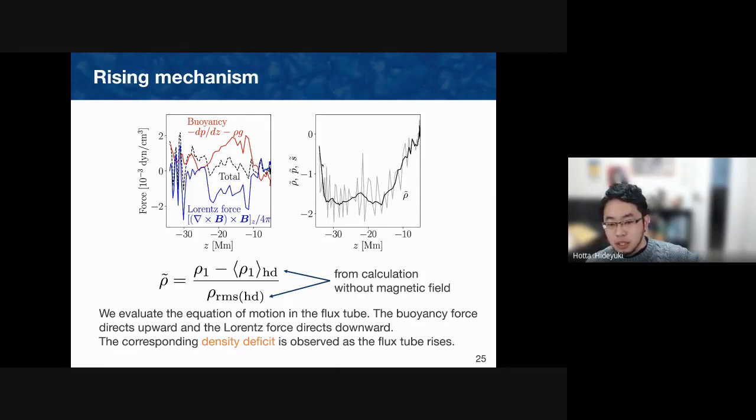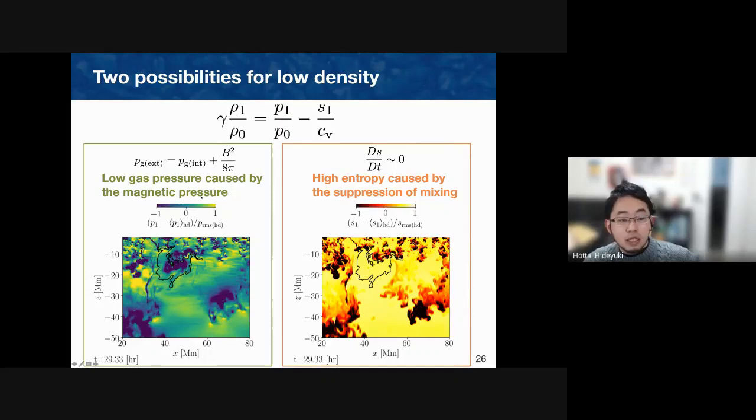In order to understand the reason for the small density, we evaluate two possibilities. One is the low gas pressure in the flux tube. Because there is a magnetic pressure, the pressure should be balanced between the external and the internal of the flux tube. And the internal gas pressure should be smaller than the external value. So this can cause a small density in the flux tube. This is something like the magnetic field causing the rising of the flux tube.